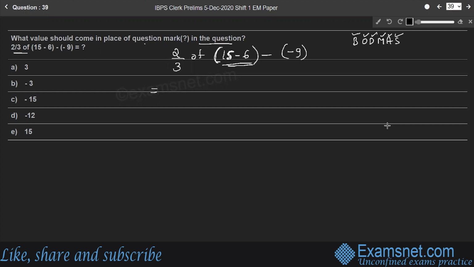So we have to remove the brackets, then of, then division, then followed by multiplication, addition and subtraction, right? Therefore, 2 by 3 of 15 minus 6 becomes 2 by 3 into 9. So we have removed the bracket, right? Minus of minus 9 is plus 9. Then 2 by 3 into 9 is 2 into 3, which is 6, plus 9 is 15. Therefore, option E.